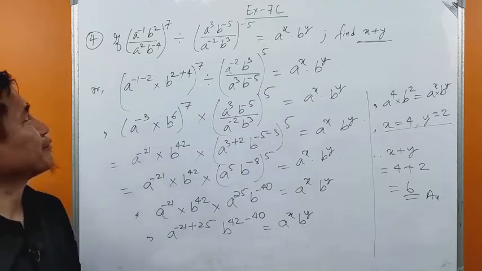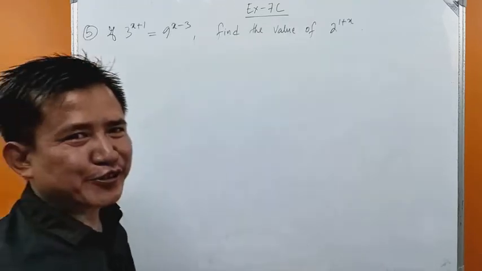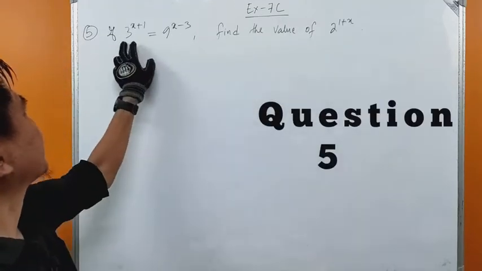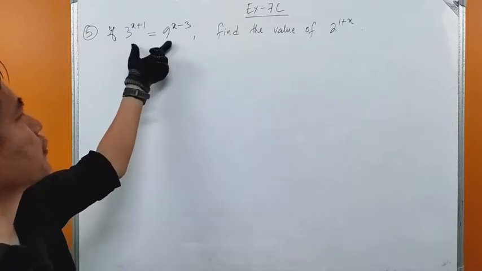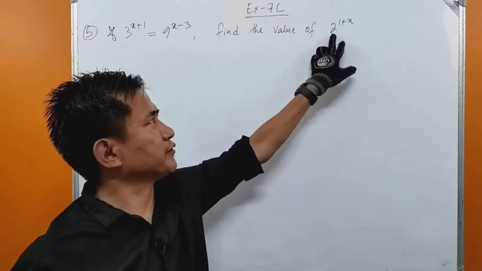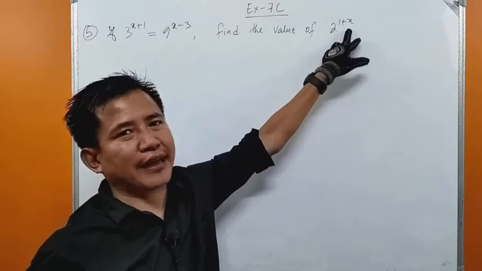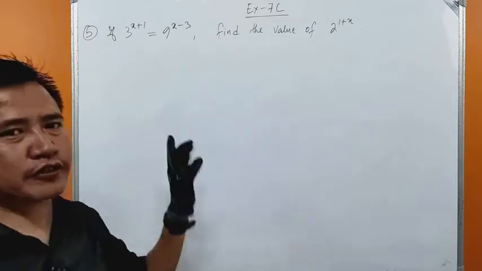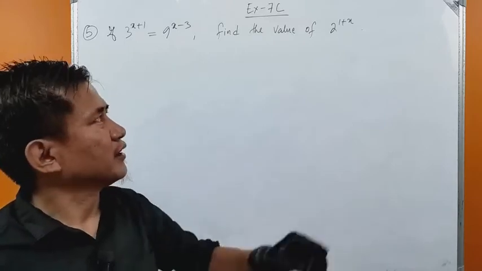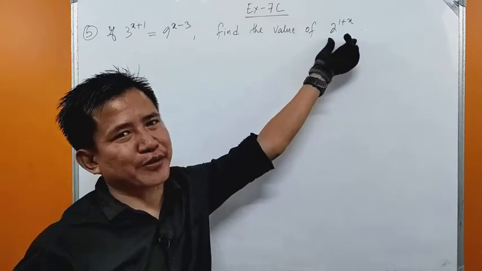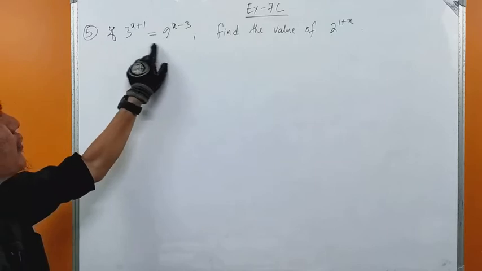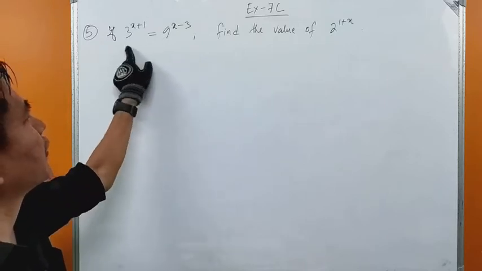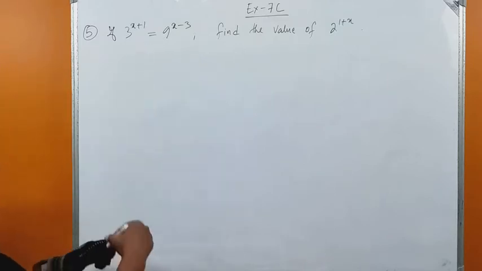Now let us do question number 5. This is the equation given to us. From this equation we are asked to find the value of 2 to the power 1 plus x. Which means from this equation first we will find the value of x, and then we can find the value of this number. So this is the given equation to us. We will find the value of x from this equation.